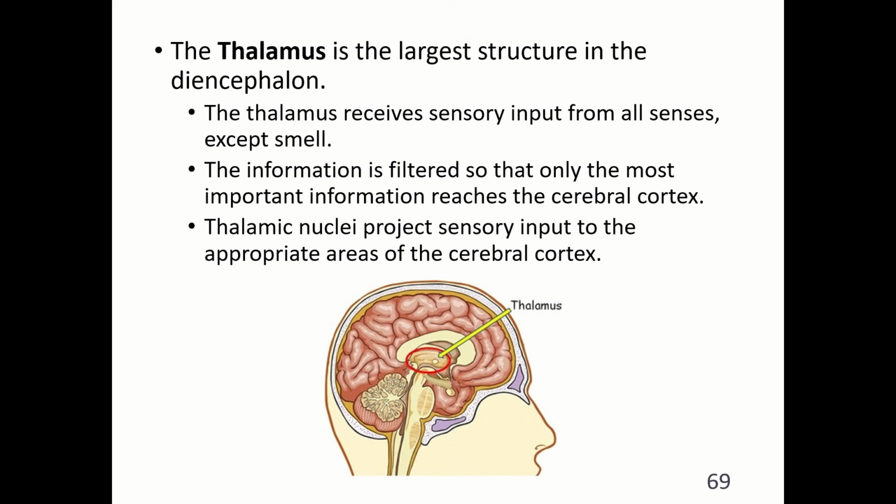The thalamus is the largest structure in the diencephalon. The thalamus receives sensory input from all senses except smell. The information is filtered so that only the most important information reaches the cerebral cortex. Thalamic nuclei project sensory input to the appropriate areas of the cerebral cortex. I like to think of the thalamus as a sensory operator. When an incoming sensation is coming into the brain, the thalamus directs it to the appropriate area.